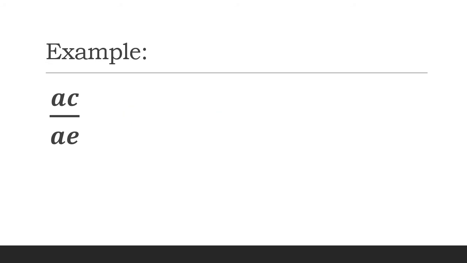Paano naman kapag ganito yung given? Ang given natin ngayon is AC over AE. Kailangan kunin natin ang factors ng AC at AE kung saan may makakancel tayo. Obviously, ang common sa kanila is A, so cancel din natin yung A over A. Ang maiiwan na lang is C over E. Yan na yung sagot natin.